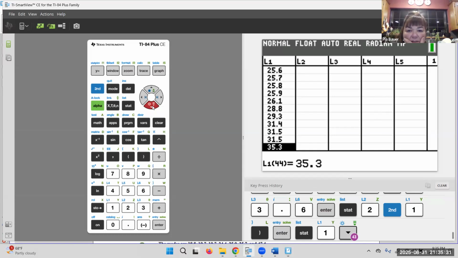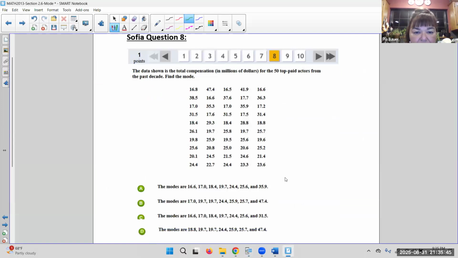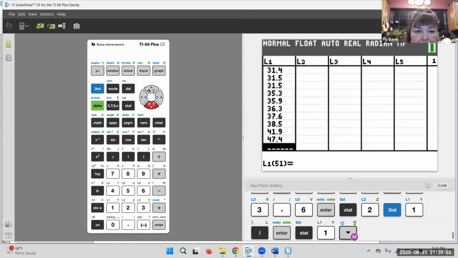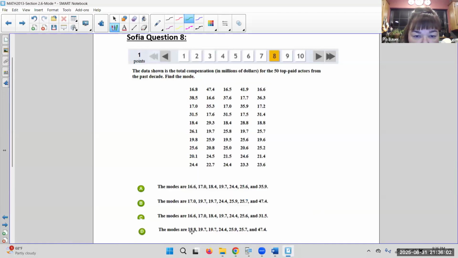31.5 repeats twice. So twice is the most a certain entry repeats. And then when we look back, this was actually multiple choice, so we have to make sure we pick the correct one. So when I look at this on the calculator, if I go to the top, it does have 16.6. So it has to be A or C.